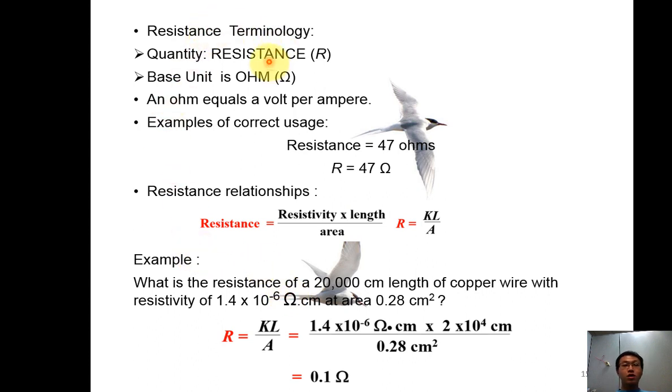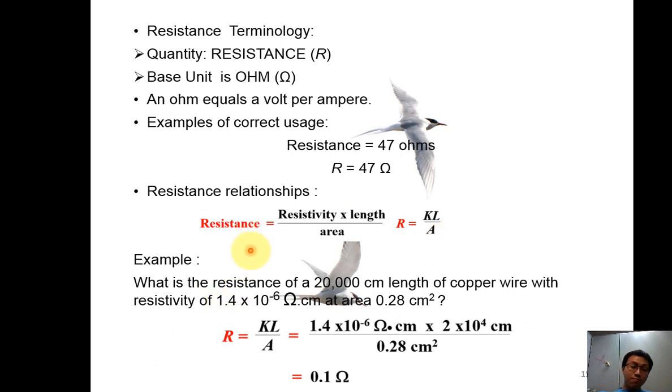Resistance terminology: we call resistance R, italic as well. It is a variable. Base unit is the ohm. An ohm equals a volt per ampere. So correct usage will be resistance equals 47 ohm, or I can rewrite it as R equals 47 ohm. Resistance relationship: it is resistivity times length divided by the area, or R equals ρL divided by A.